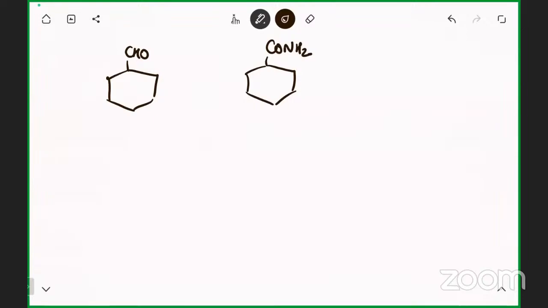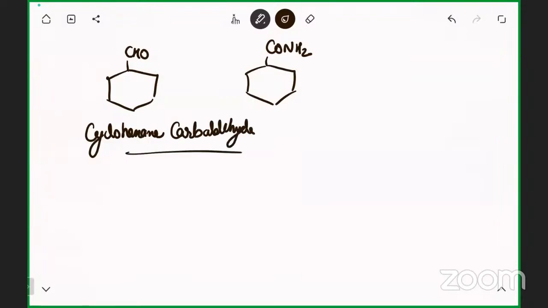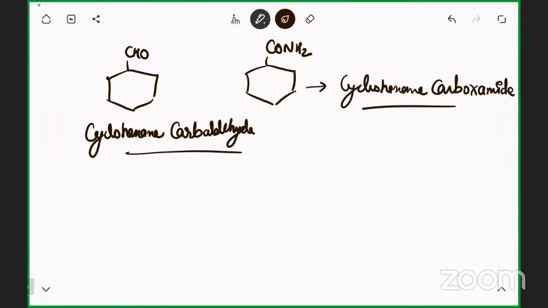First, the name of the cyclic compound: cyclohexane, not hexyl, cyclohexane in full. And CHO is known as carbaldehyde. What about this one? Cyclohexane, same, and carboxamide. Okay.